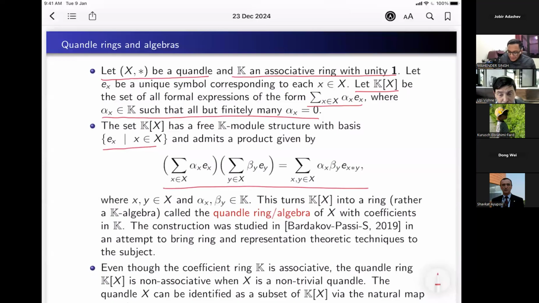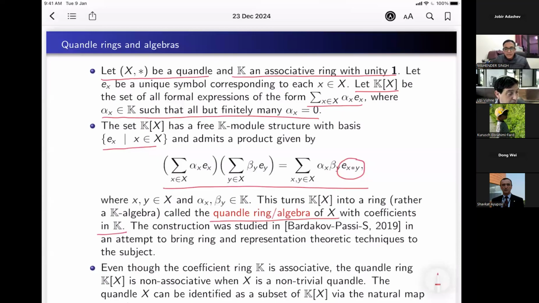Summation α_x E_x acting on summation β_y E_y is summation α_x times β_y times E of (x ∗ y), where ∗ is the quandle operation. So this turns K[X] into a ring, rather an algebra, which we call the quandle ring or quandle algebra of X with coefficients in K.